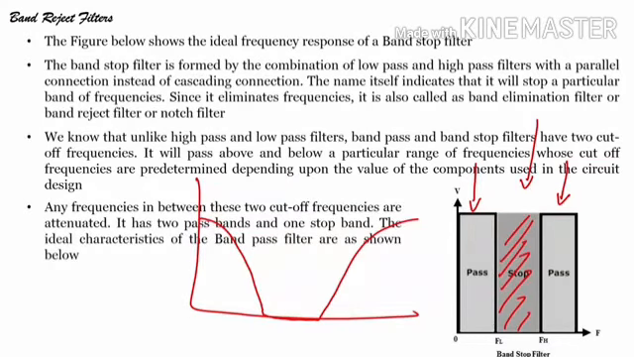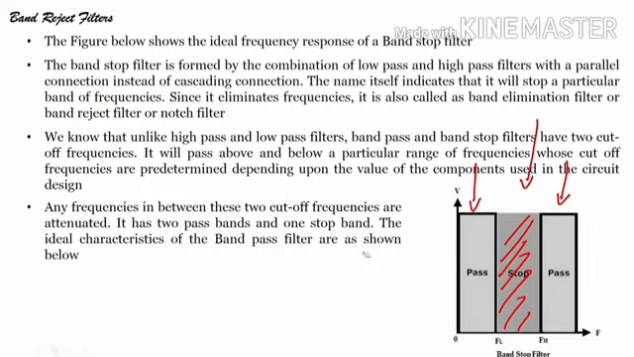This is the response plot for a band stop filter, which means a particular band of frequency that we do not require, we can stop by designing a filter using an operational amplifier. The figure shows the ideal frequency response of a band stop filter. The band stop filter is formed by a combination of low pass and high pass filters.